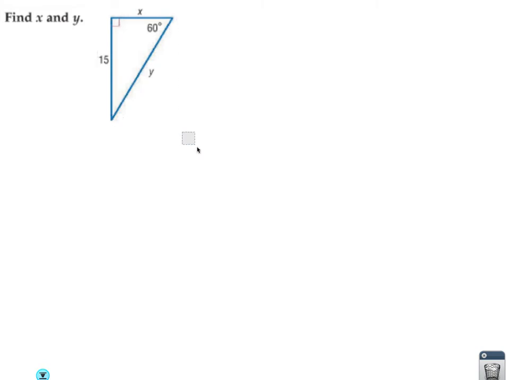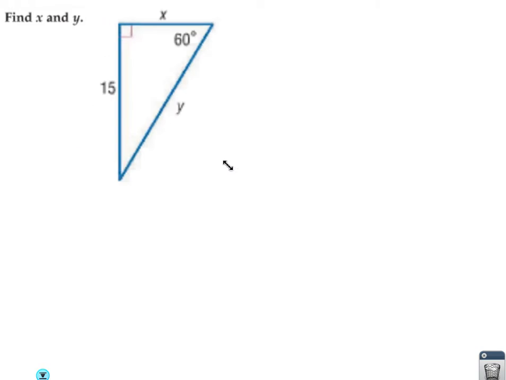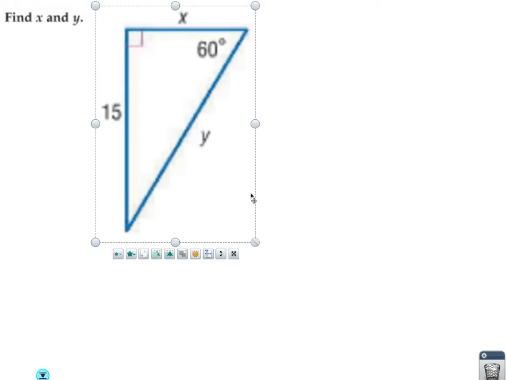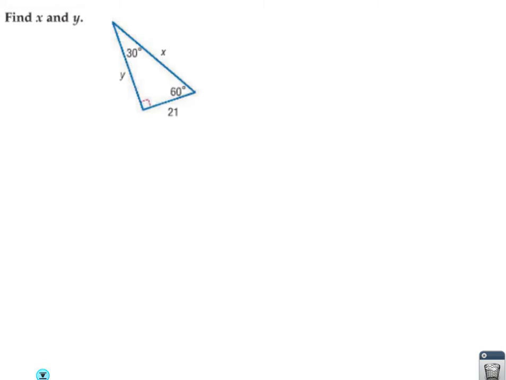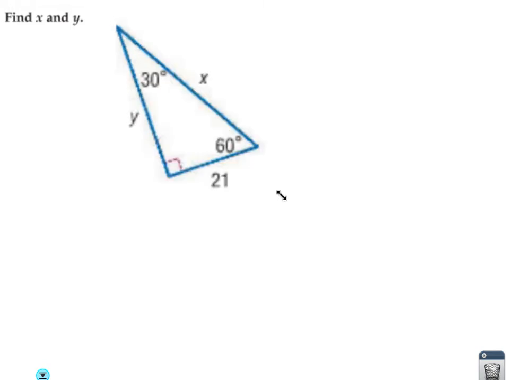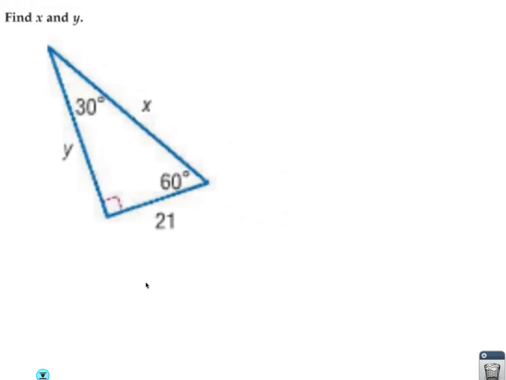First problem, it says find x and y. You're given a 30, 60, 90, and I know that because even though they don't give me 3 angles, if you have 90 and 60, I bet the other one's going to be 30. They have to add up to 180. So in a 30, 60, 90, now we're starting out with the more difficult ones here. Let's start out, before we work that one, let's work this one. Then we'll go back to the more difficult one.